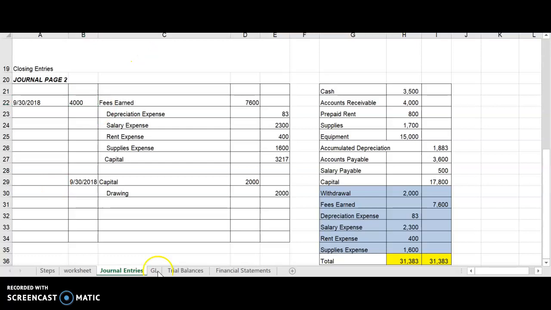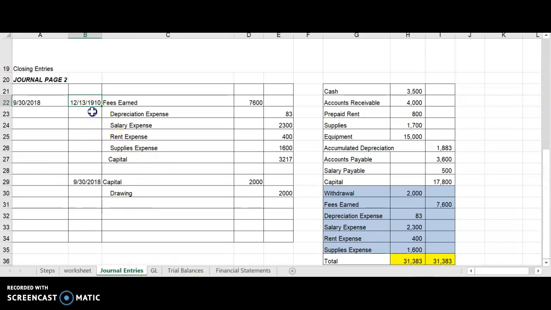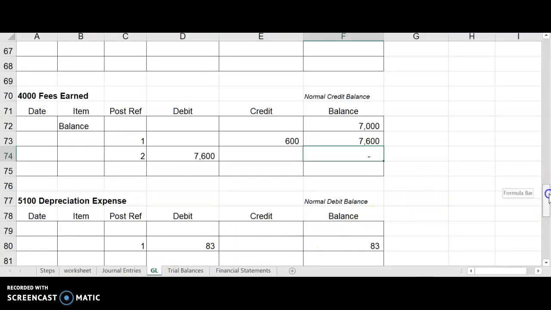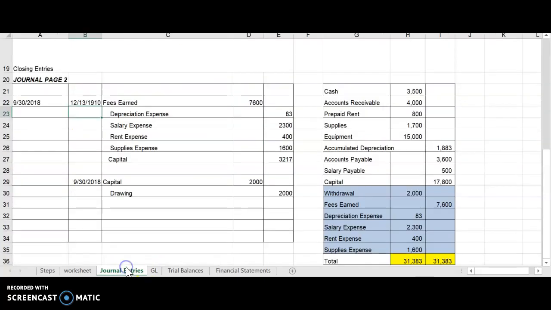And then let's make sure we put our balance there. Okay, yes, we have a 0 balance, which is what we wanted. We wanted to zero out this account. Now looking at the next one, we have depreciation expense, a credit for $83. So depreciation expense, we credit it for $83, which gives us a balance of 0 because we have a debit and a credit. And this came from journal page 2, and it went to account 5100.